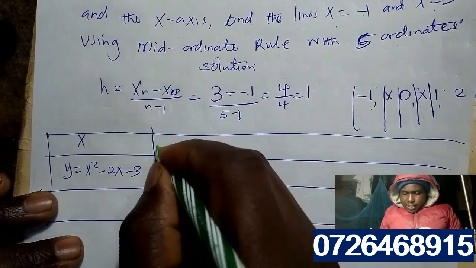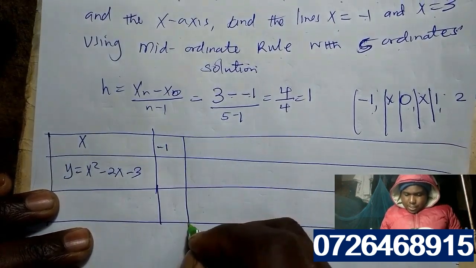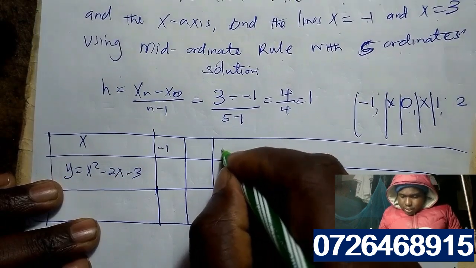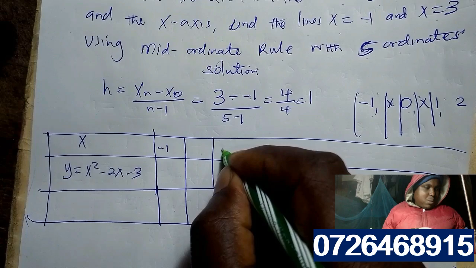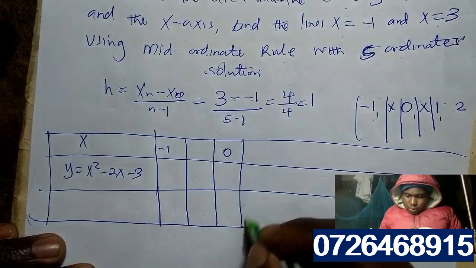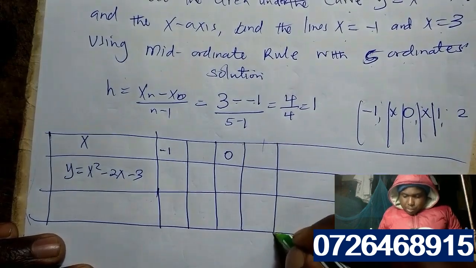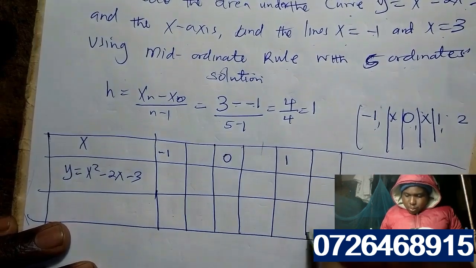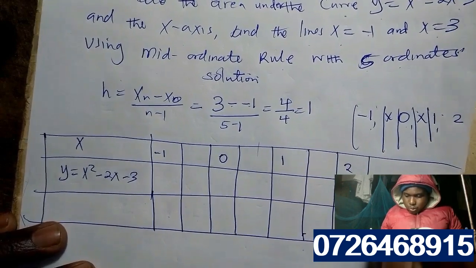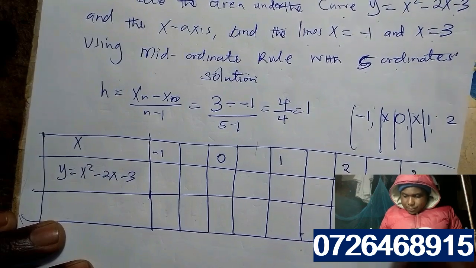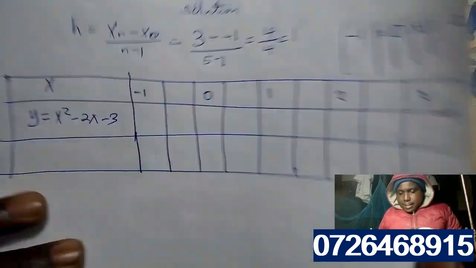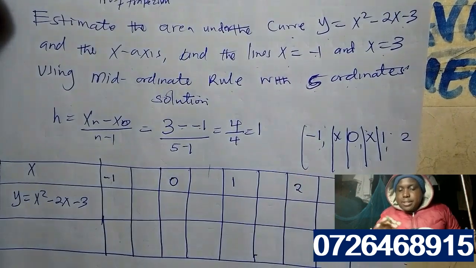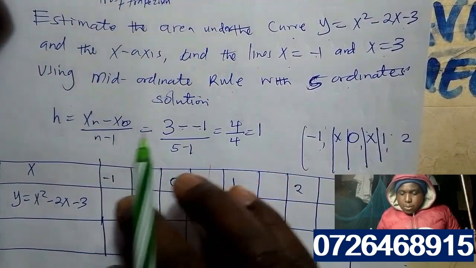X, our first x starts at -1. You don't need that. What we need is the ordinate here. And then the next one will be 0, because from here we go to 0. You jump 1, and what you're jumping is the mid ordinate. Then from there 1, skip 1 line, and then we go to 2, 2.5, and then 3. So what I have here, these are the ordinates 1, 2, 3, 4, 5. Ndio maana tuliambiwa 5 ordinates. Naelewana?